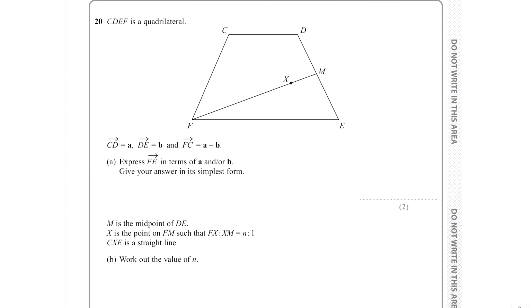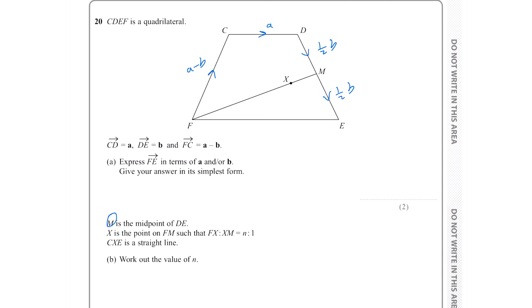So moving on to question 20, we have a quadrilateral. So let's write down what the question's given us onto there first. It's told us that C to D is A, it's told us that D to E is B, and M is a midpoint. Well, it tells us down here that M is a midpoint, so that means that this must be a half B, and this must be a half B because M is a midpoint. And then it's also told us that F to C is A minus B.